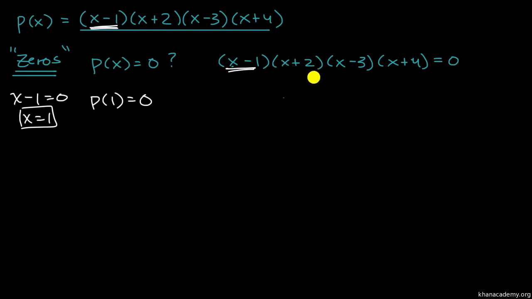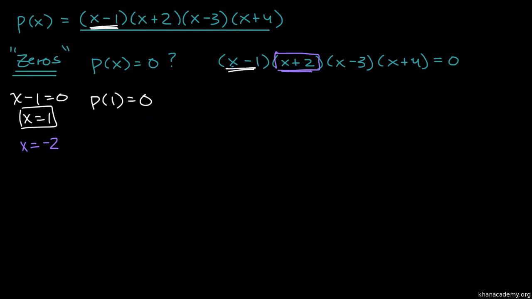And so by the same idea, we can figure out what the other zeros are. What would make this part equal to 0? What x value would make x plus 2 equal to 0? Well, x equals negative 2. x equals negative 2 would make x plus 2 equal 0. So x equals negative 2 is another zero of this polynomial.